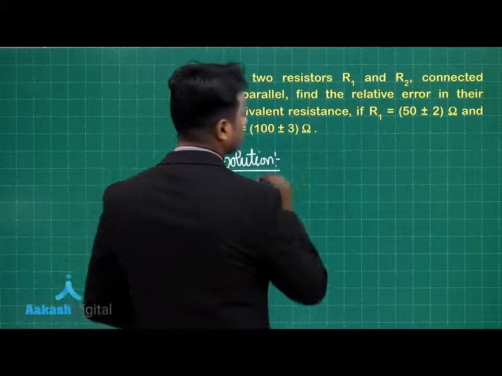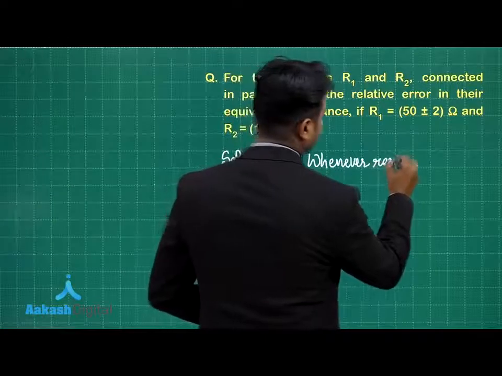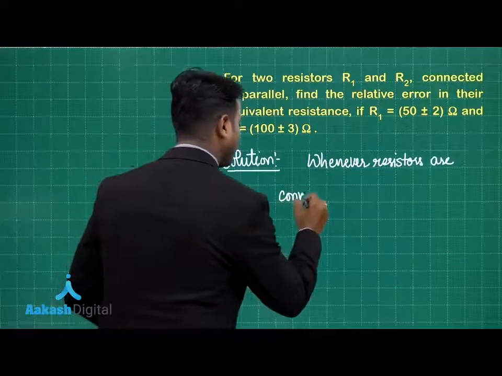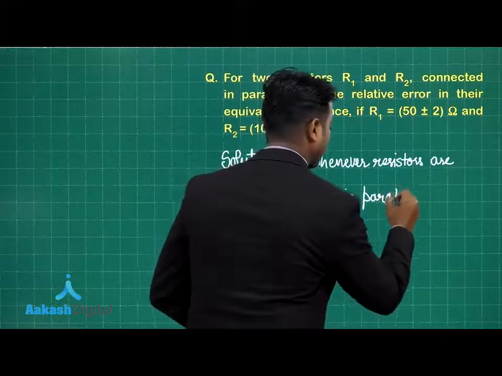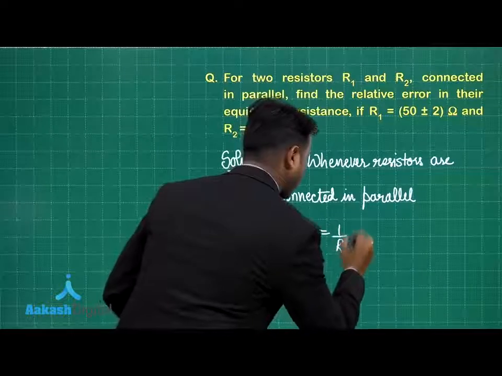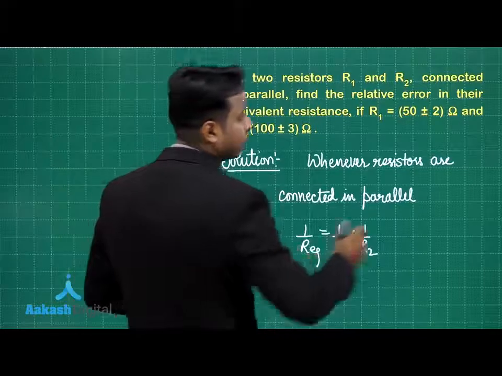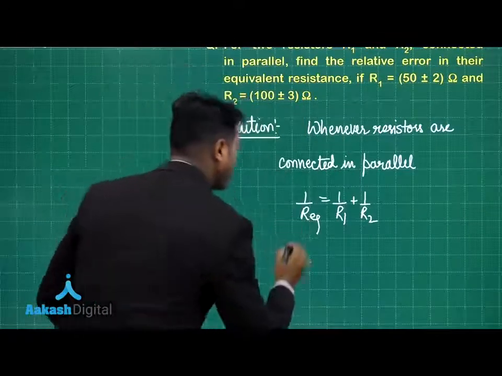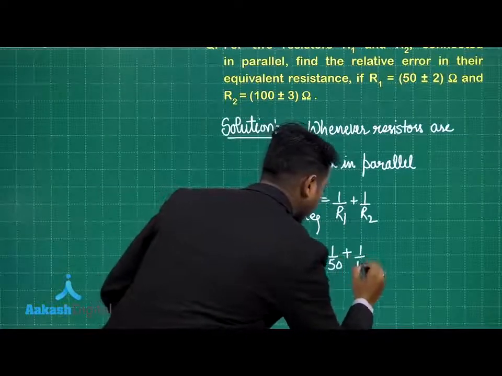Now you must remember that whenever resistors are connected in parallel, 1 by R equivalent I can write down as 1 by R1 plus 1 by R2. So for that we can find out the true value for resistances in parallel. So R1 value is 50, R2 value is 100. So this is 1 by R equivalent is simply 1 by 50 plus 1 by 100.